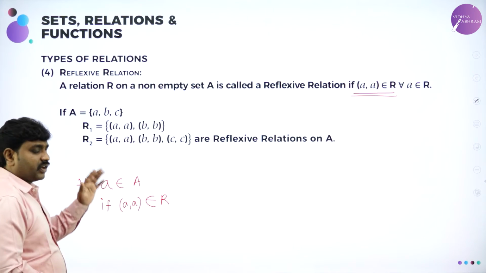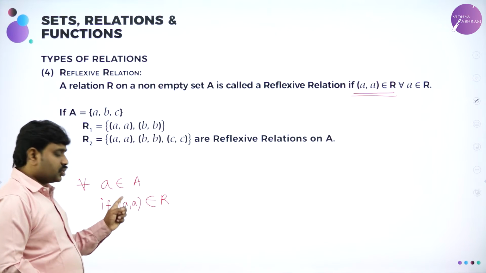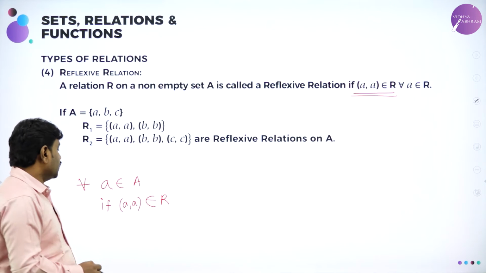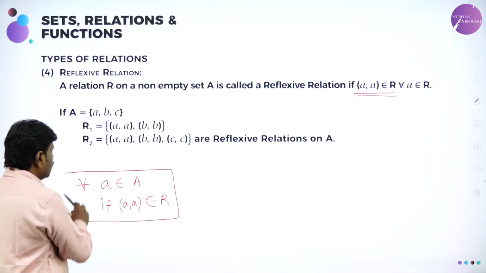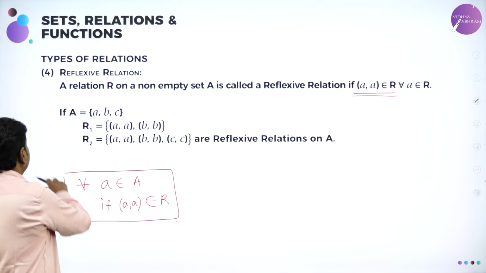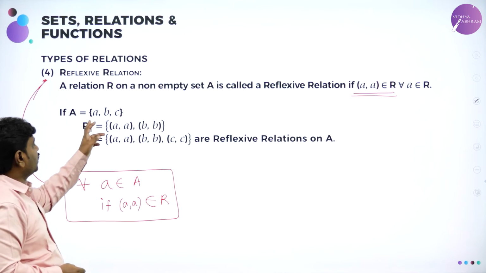Every element: if I have 3 elements, all 3 elements should be related to themselves. If I have 1, 2, 3, then you should have 1 1, 2 2, 3 3. So remember this. What is reflexive? For all a belonging to A, if (a, a) belongs to R, then we say the relation is what? Reflexive.